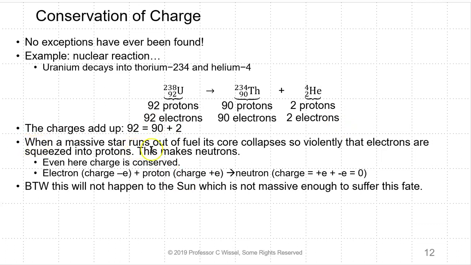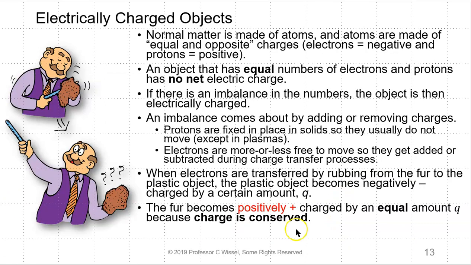Now, when a massive star runs out of fuel, its core collapses so violently the electrons are squeezed into protons. This makes neutrons. Even here, charge is conserved. The electron has a negative e charge. The proton has a positive e charge. The neutron, you add these two together, you wind up with 0. By the way, this won't happen to the sun, which is not massive enough to suffer this fate. The sun will do some other nasty things as it gets older.